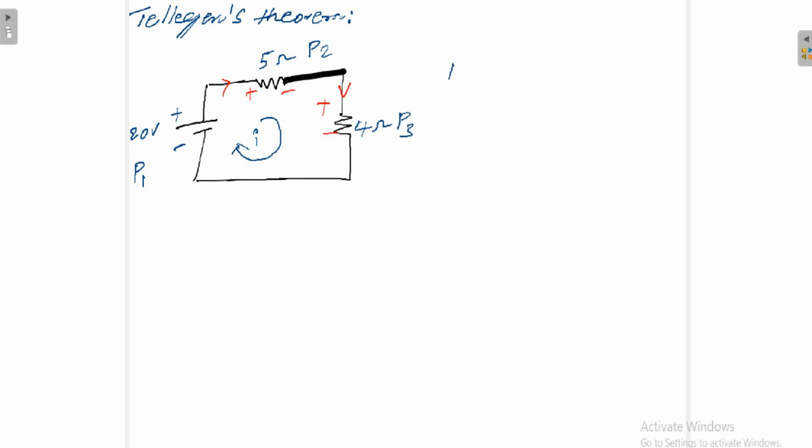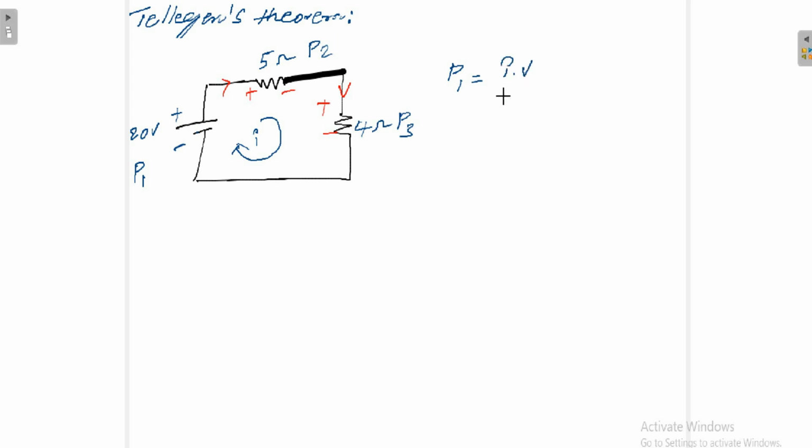What is this power? The power delivered by this voltage source. According to the passive sign convention, if current enters the positive terminal, that is called absorbed power. If current enters the negative terminal, that is called delivered power. So here for the 20 volt source, the current is entering the negative terminal of the voltage source. So I into V.